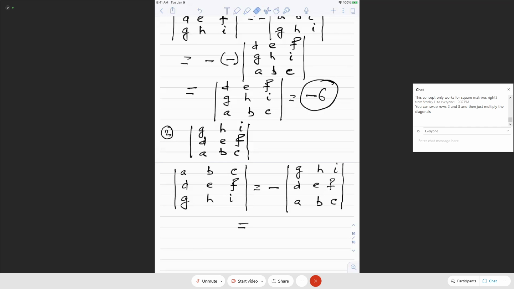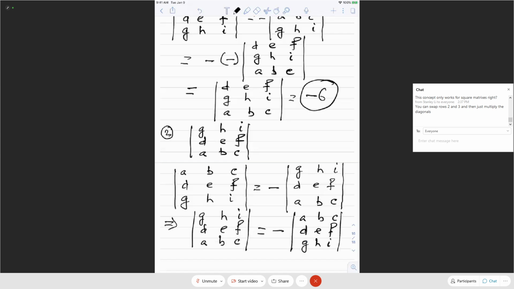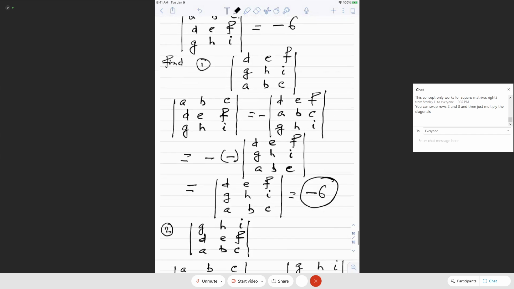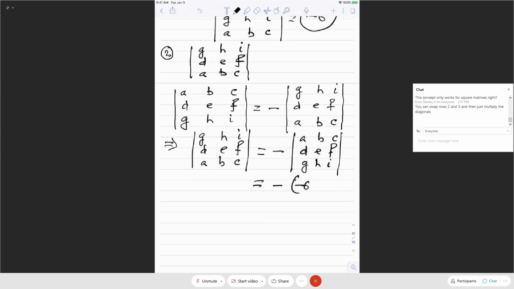So this implies GHI, DEF, ABC is equal to minus of ABC, DEF, GHI, which is minus of minus 6. Is this given to be minus 6? Yes. And therefore our friend is correct.